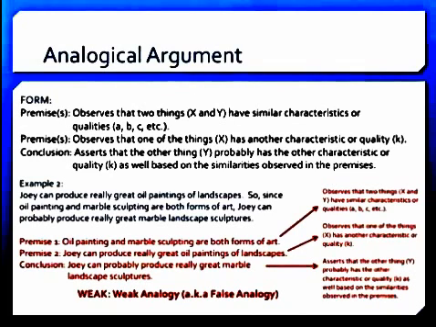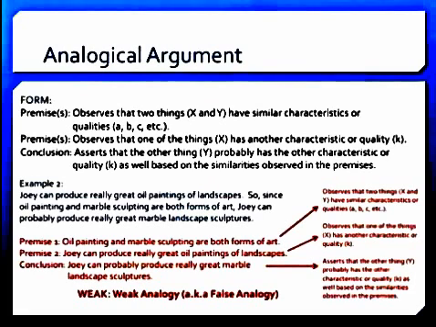So since oil painting and marble sculpting are both forms of art, Joey can probably produce really great marble landscape sculptures. Now notice how this argument actually has the same form, structure, or pattern of reasoning as the previous argument. You have here two premises, one in which you have the observation that two things, x and y, have similar characteristics or qualities. In this case, premise 1 makes this observation that oil painting and marble sculpting are both forms of art.